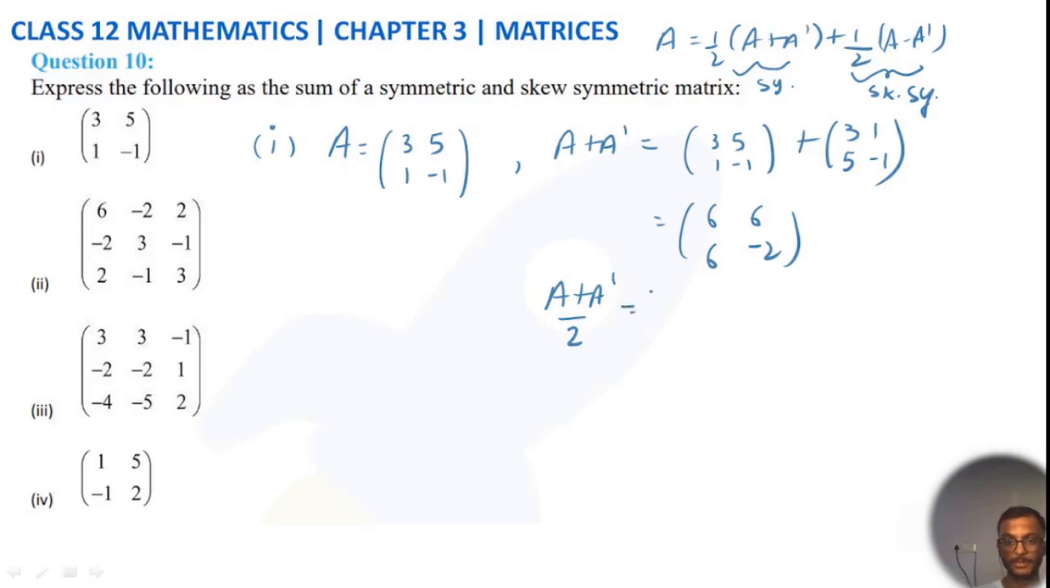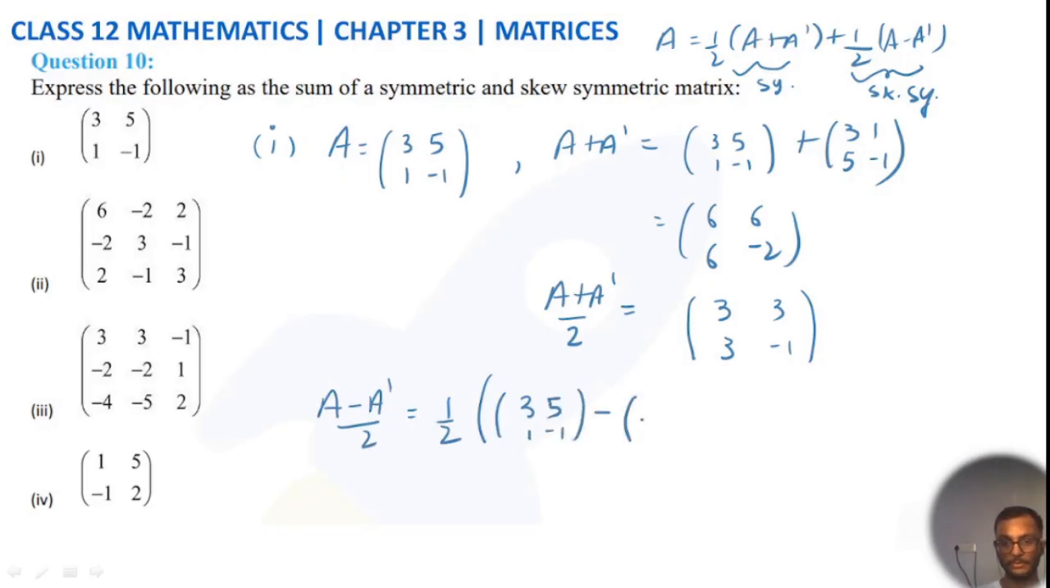A plus A dash by 2. We want A plus A dash by 2, right? So it will be multiplying every element by 1 by 2. So it will be 3, 3, 3 minus 1. Now similarly, let's find A minus A transpose by 2. So it will be 1 by 2. A minus A transpose 3, 5, 1 minus 1. Minus of A transpose 3, 5, 1 minus 1.